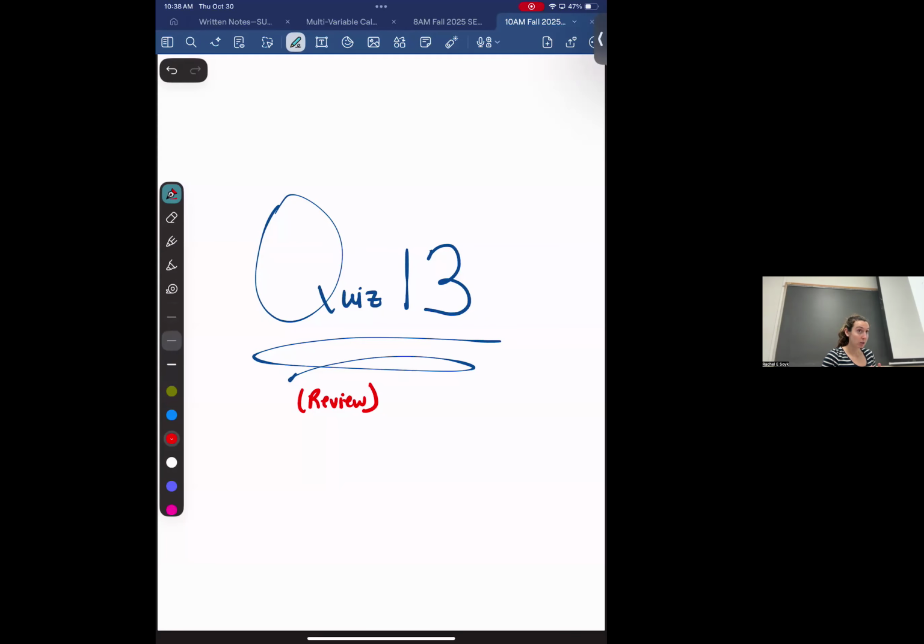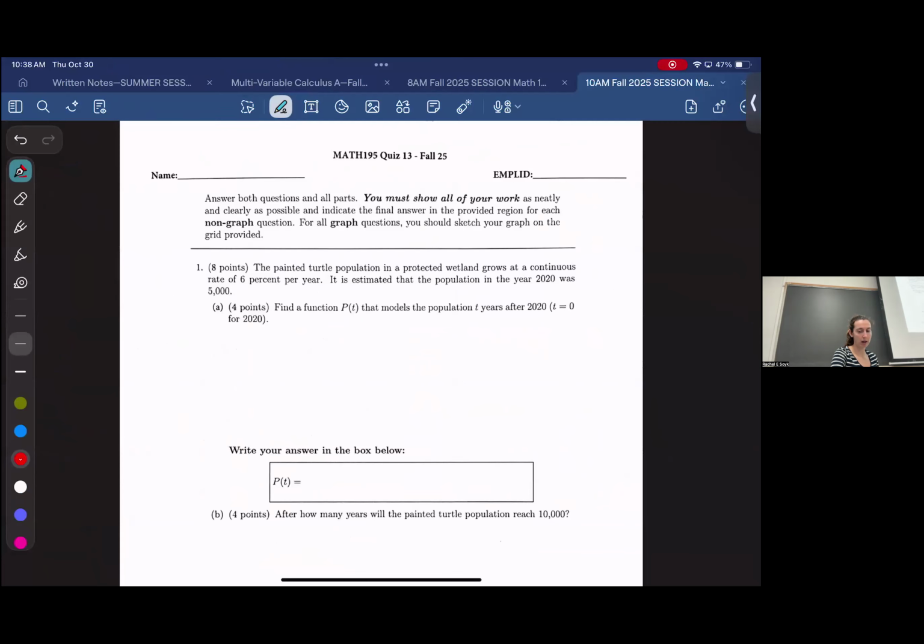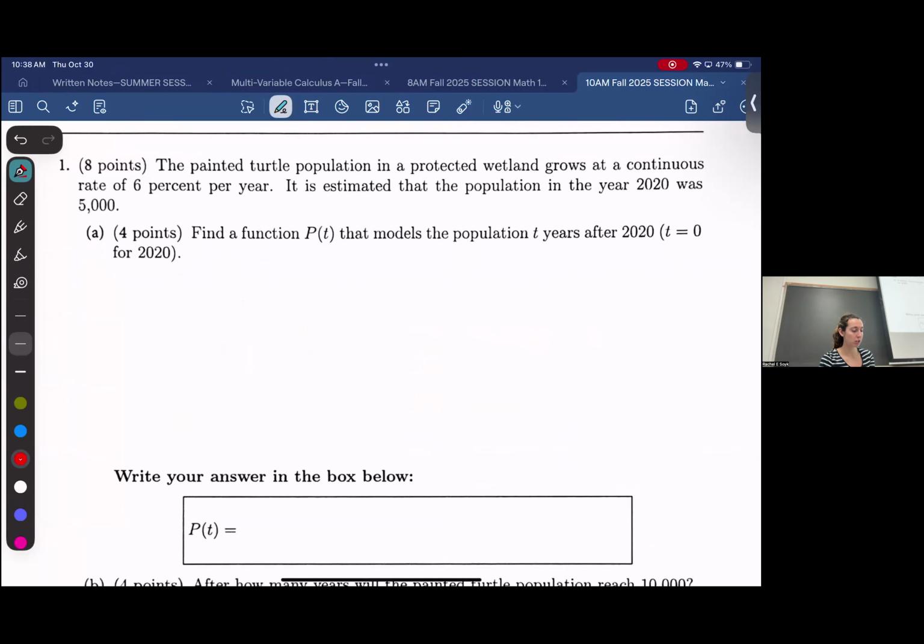So this is the quiz that you guys just took, dealing with our exponential models. Our first question: the painted turtle population in a protected wetland grows at a continuous rate, right? If it's growing, then it's getting larger. So we're going to have a positive exponent.